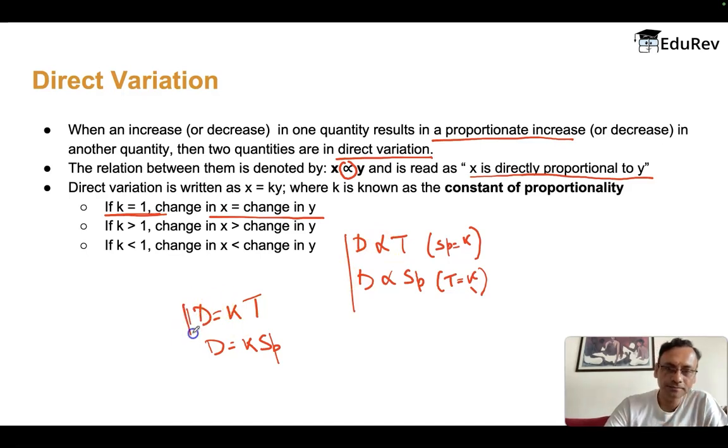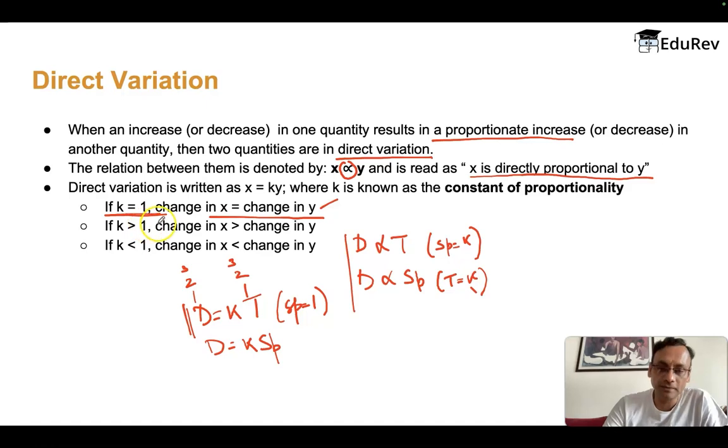Okay. So in our case, it was not 1, but let's assume that in the first case, let's say this speed is constant, speed is equal to 1. Let's say speed is equal to 1 kilometer per hour. So if your time taken is 1 hour, distance covered will be 1 kilometer. If your time taken is 2 hours, distance covered will be 2 kilometers. If your time taken is 3 hours, distance will be 3 kilometers. So if k is 1, obviously whatever change happens in x, the same change happens in y.